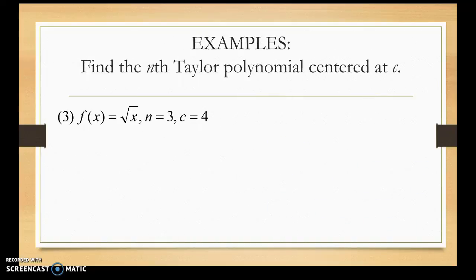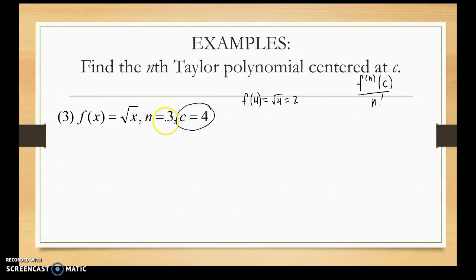Okay, so now the nth Taylor polynomial centered at c. So notice now it's centered at a different value. The steps remain the same, but now we're evaluating the nth derivative at c, where c is not equal to 0. But the coefficient still comes from the value of the derivative divided by n factorial. Okay, so first things first, we'll start at f of 4 because that'll be our first term. Square root of 4 is 2.